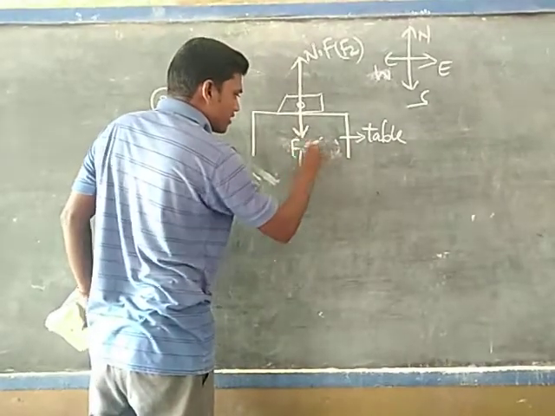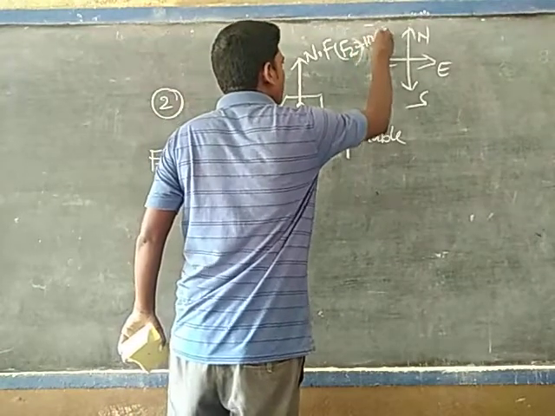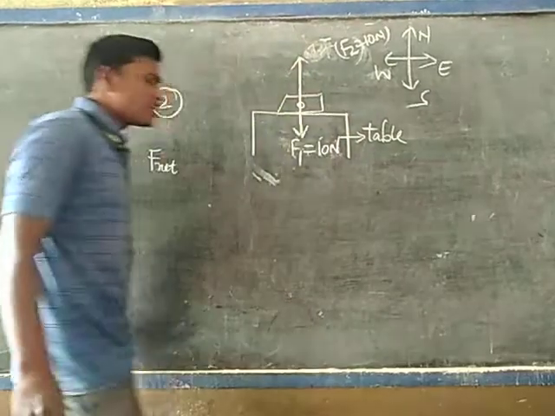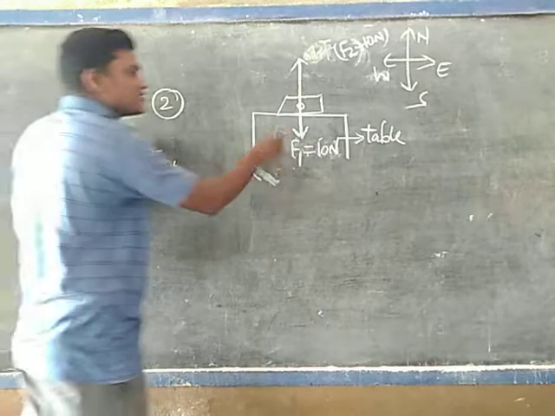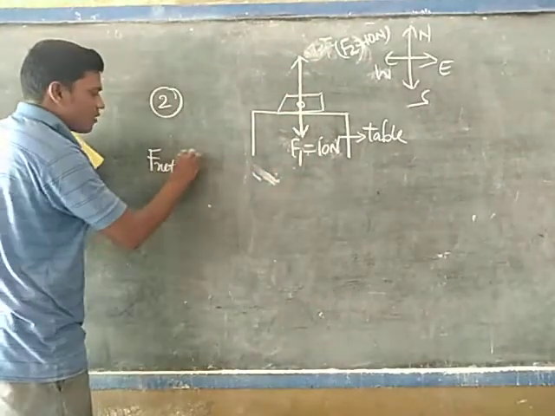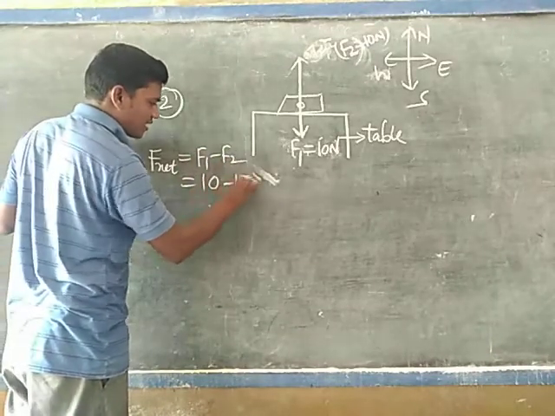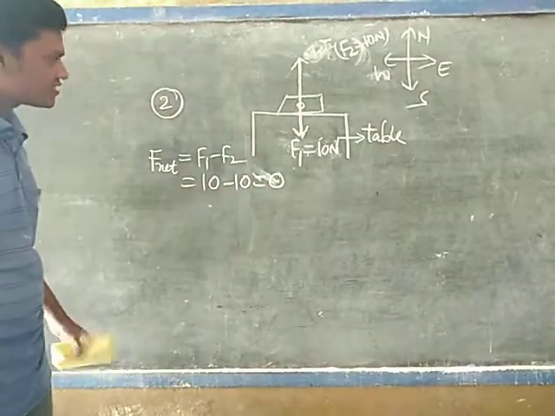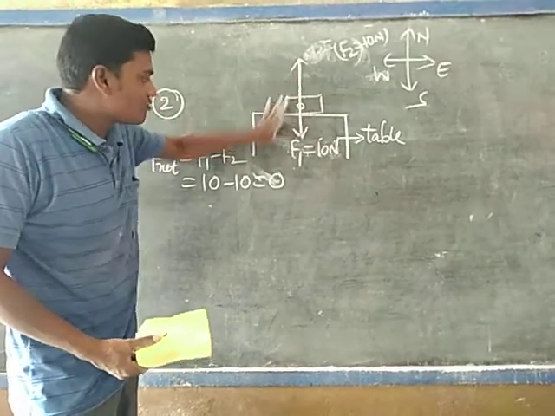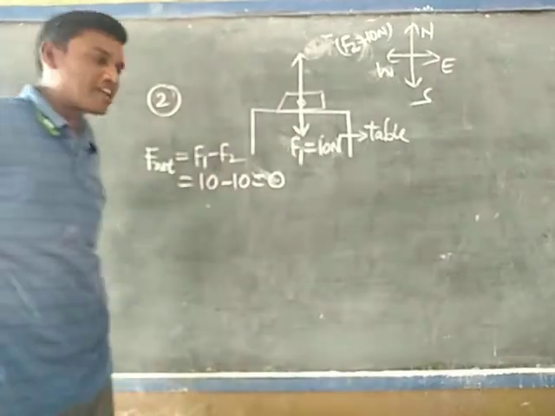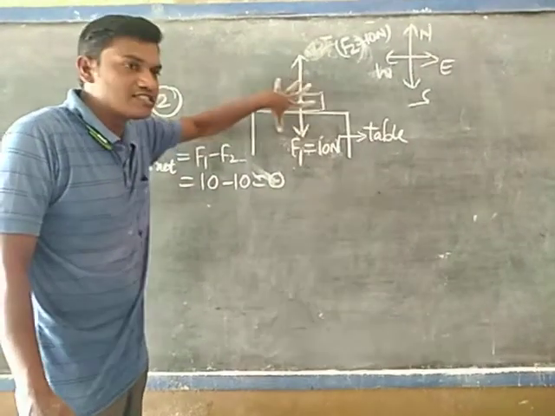Here, F1 is equal to 10 Newton. F2 is equal to 10 Newton. We are considering that. Then what will happen? Just for your understanding, F1 is 10 Newton, F2 is also 10 Newton. What is the net force concept? F1 minus F2. 10 minus 10 is equal to 0. Means here, two forces are acting on the body in the vertical direction with equal magnitude but in opposite direction. The formula is F1 minus F2, but the net force is 0.